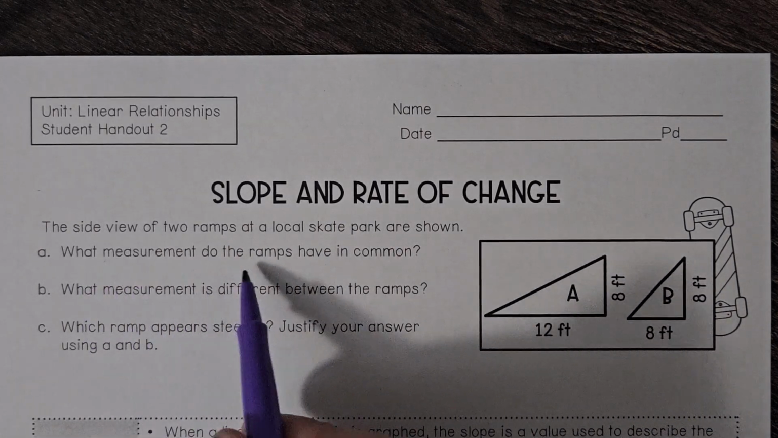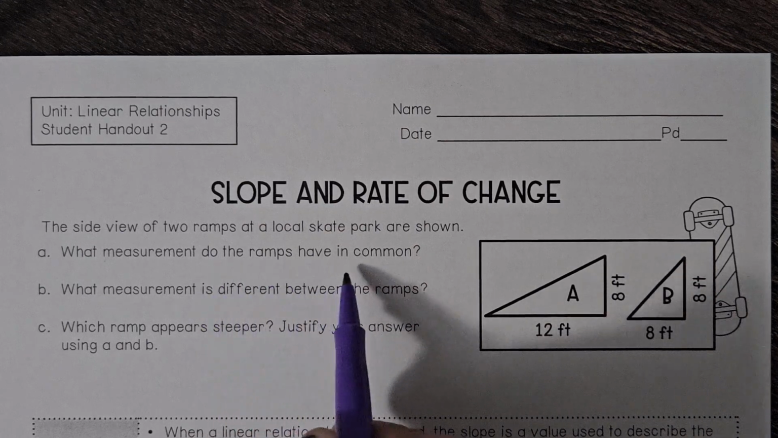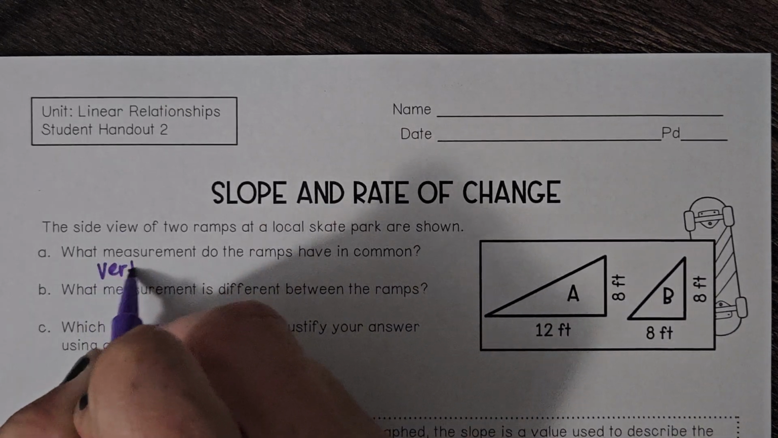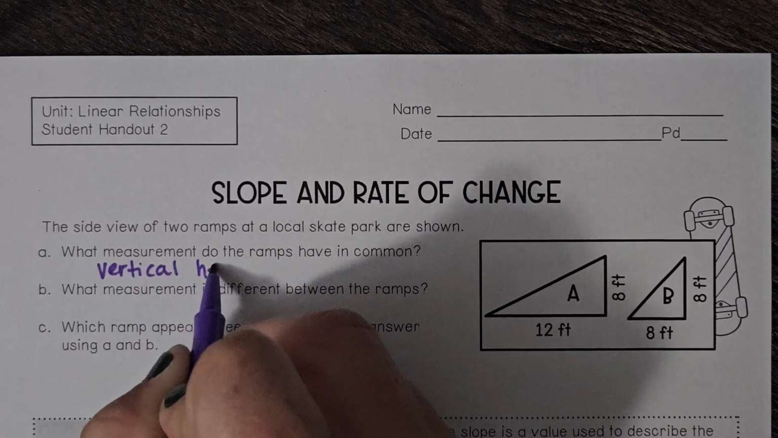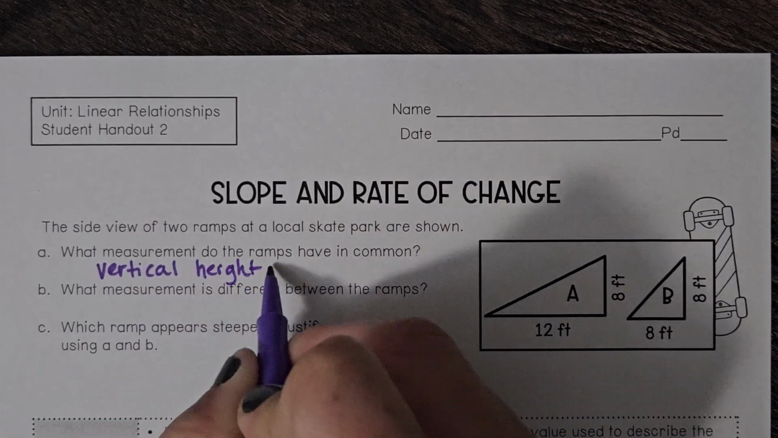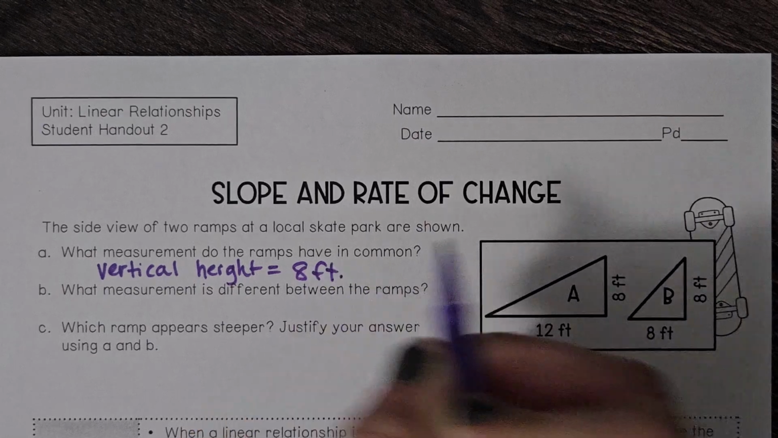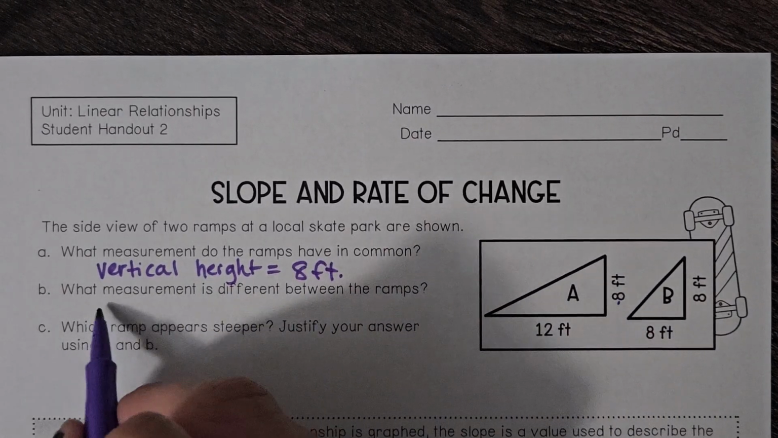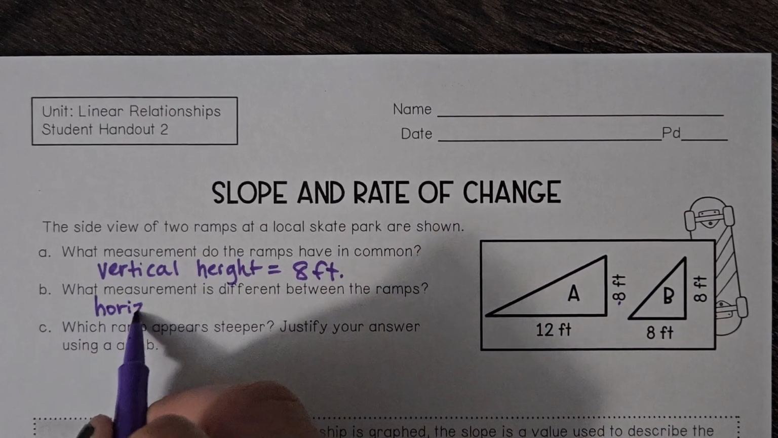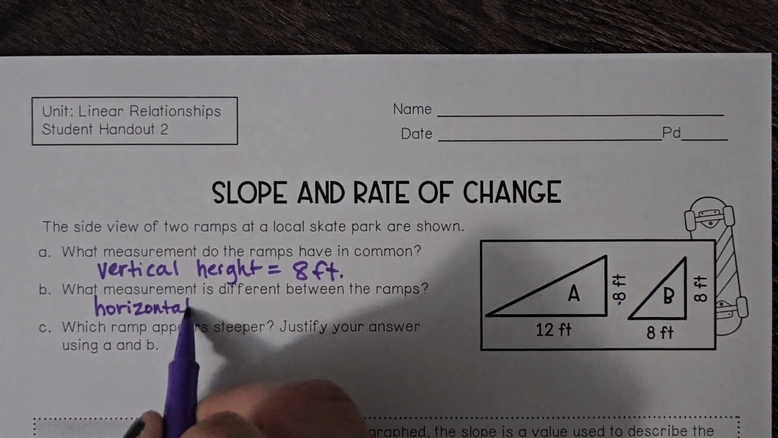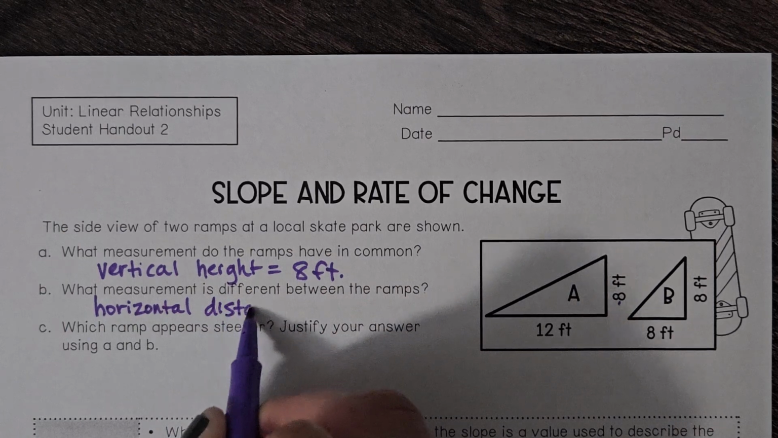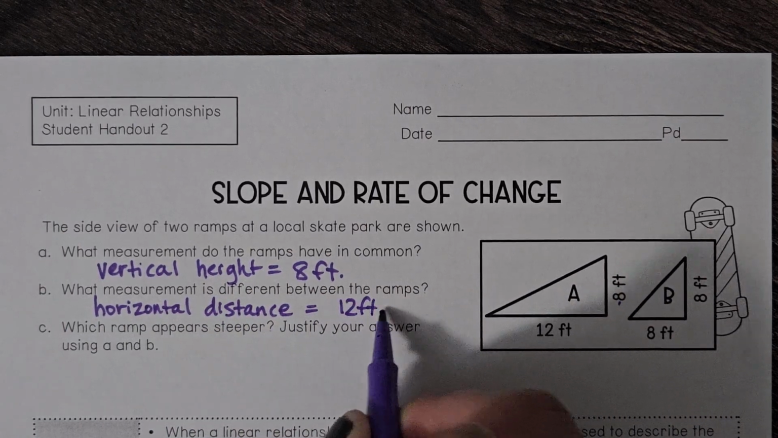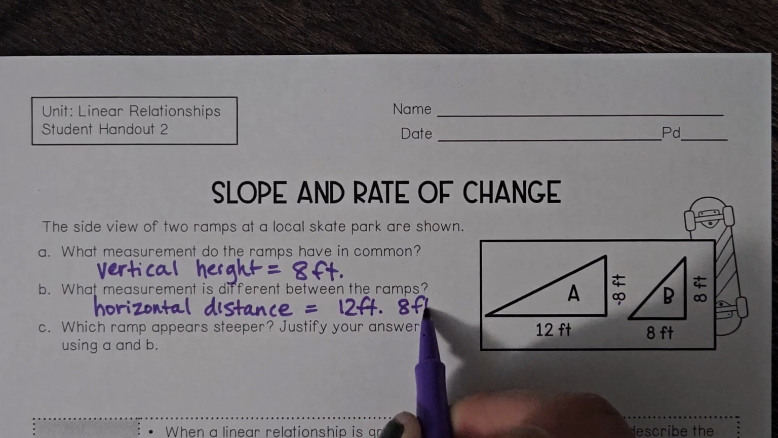So what measurement of the ramps do the ramps have in common? If I look at my two ramps, they have the vertical height in common, or if you just wrote down 8 feet, that's fine too. So they both have that 8 feet in common. What's different between the two ramps? That is the horizontal distance, or if you just put 8 and 12, that's fine too. So one is 12 feet long, one is 8 feet long.